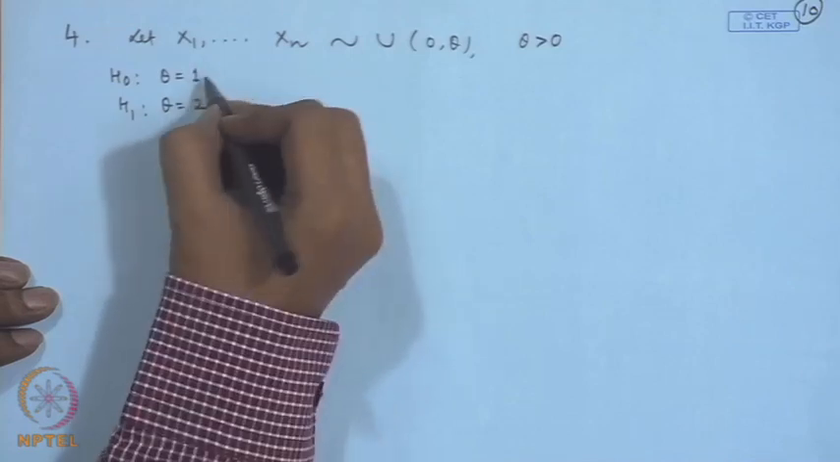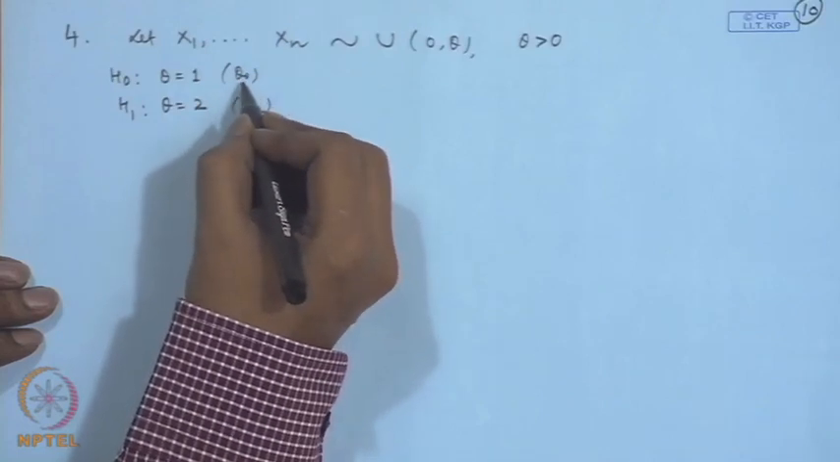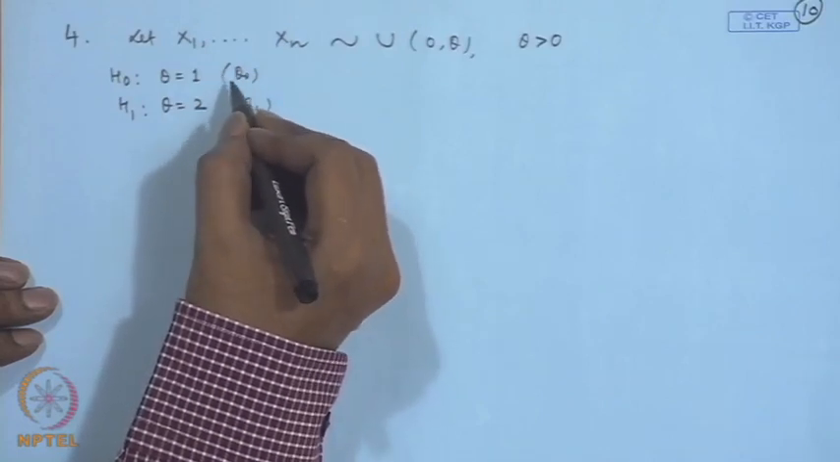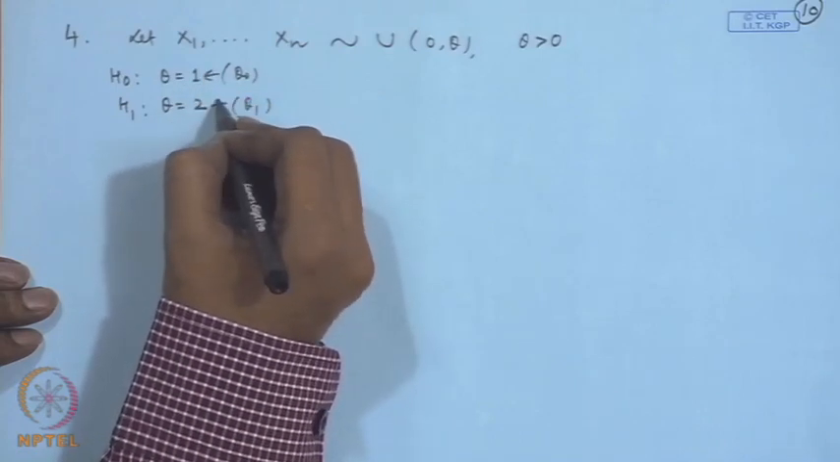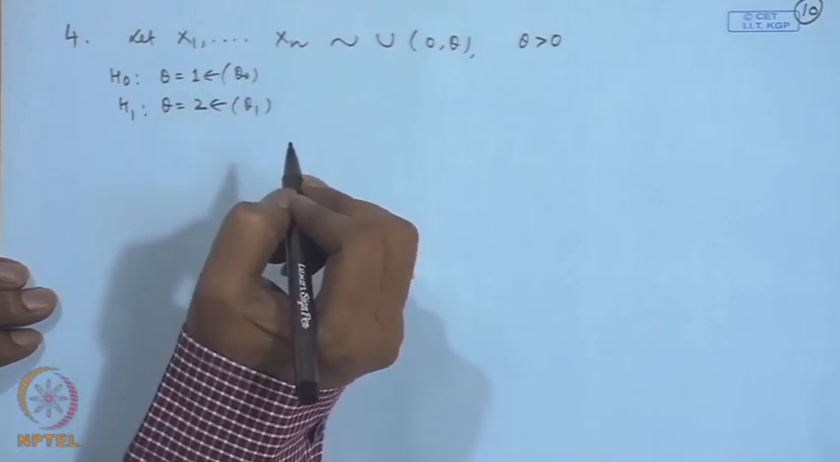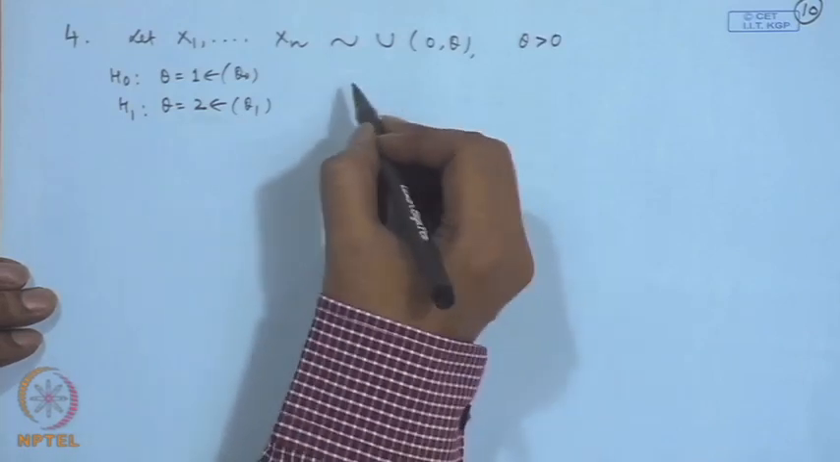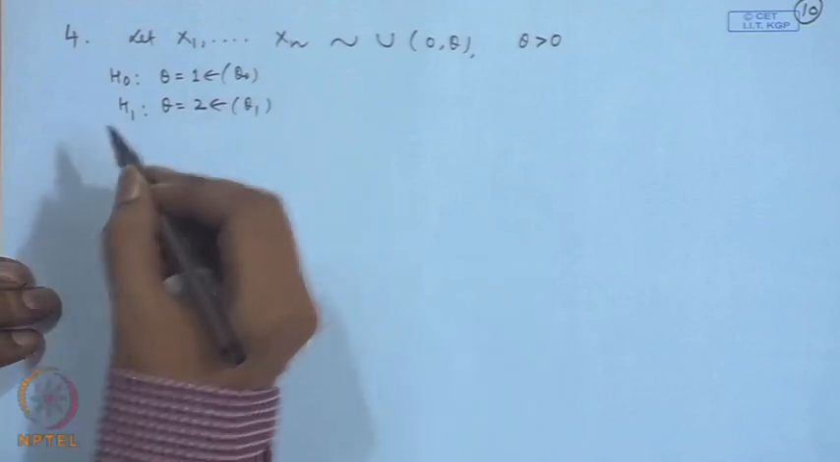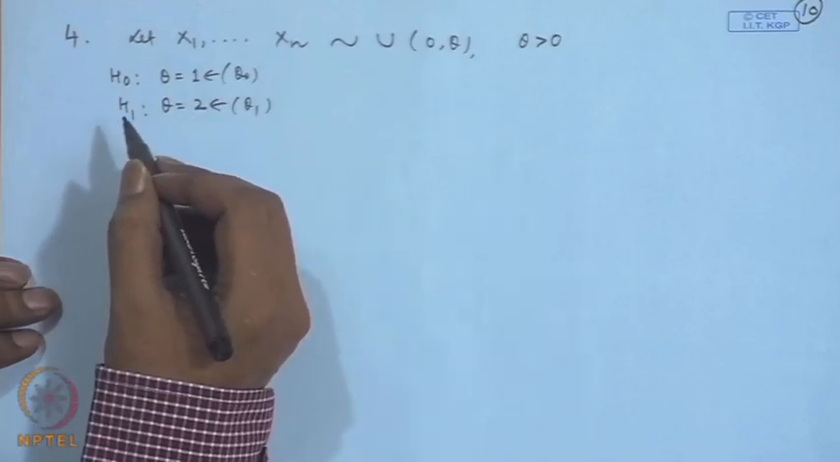We may also write here say theta naught, and here I may write theta 1, and then I may consider the case theta naught less than theta 1 or theta naught greater than theta 1. So, for convenience we have considered this special case that theta is equal to 1 and theta is equal to 2. So, let us consider the most powerful test here.